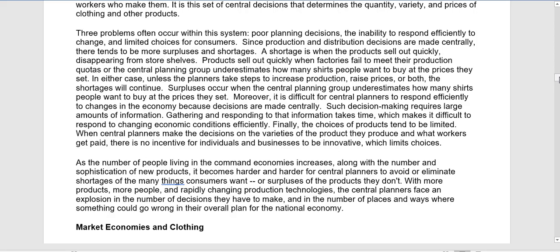Okay. Last paragraph. As the number of people living in the command economies increases, along with the number and sophistication of new products, it becomes harder and harder for central planners to avoid or eliminate shortages of the many things consumers want, or surpluses of the products they don't. With more products, more people, and rapidly changing production technologies, the central planners face an explosion in the number of decisions they have to make, and in the number of places and ways where something could go wrong in their overall plan for the national economy.